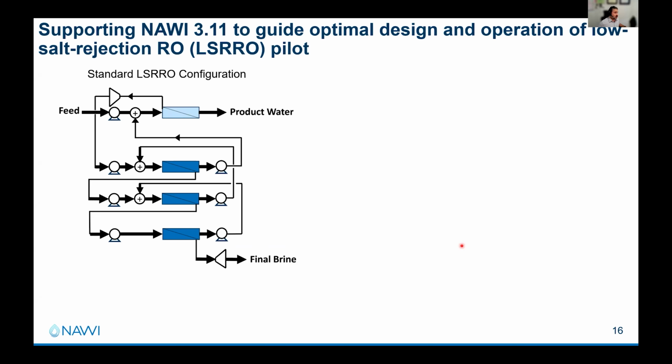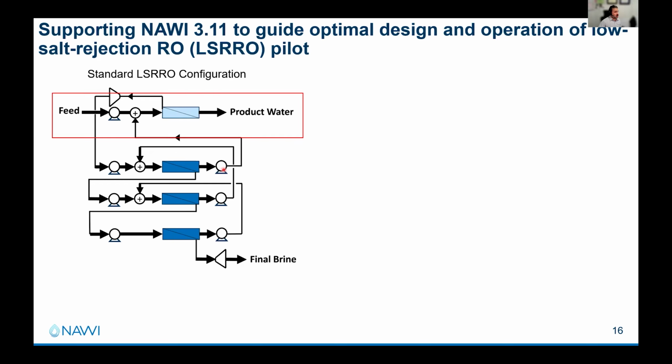I'll assume that most people are familiar with low salt rejection RO, but just briefly, on the left here, you see the standard LSR RO configuration where you bring the high salinity feed in through the first stage. Your first stage would typically have some seawater membrane elements, followed by low salt rejection stages that comprise high salt passage membranes, right? So essentially you have saline permeate streams that get recycled back to the previous stage inlet. I think most people know what this is.